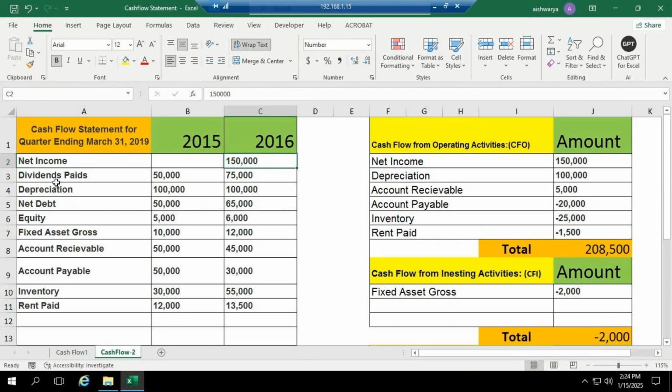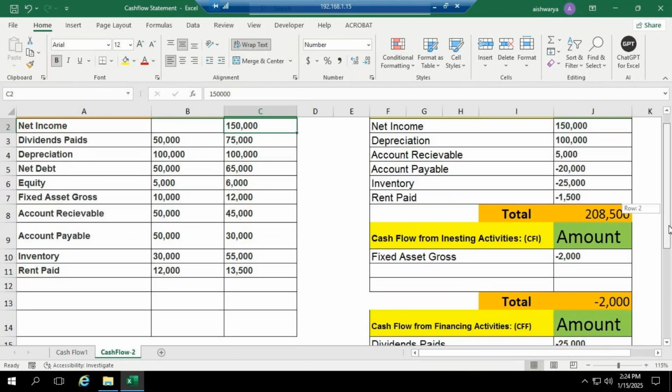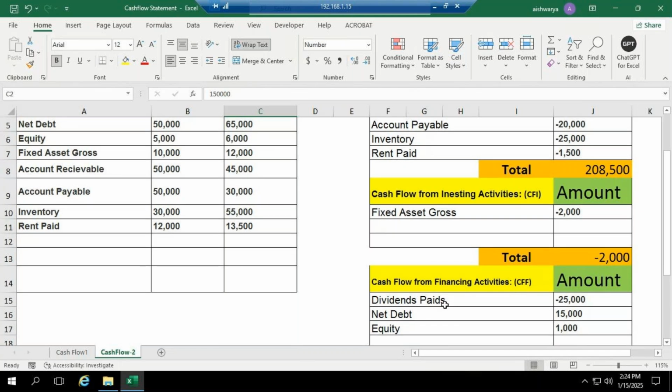Then after that, dividends paid. So that means 50 and 75. Here only the difference you have to put, minus 25. Okay, not minus, plus 25,000. Dividend will come in the financing activities, so as I told you, minus 25,000.